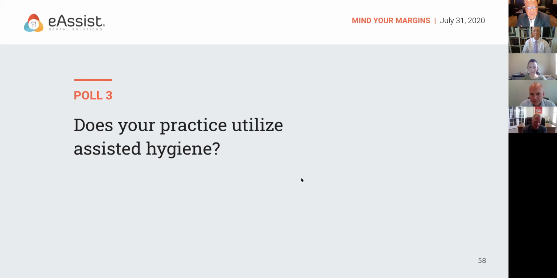The hygienist does not turn the room over. They don't clean the room. All they do is go in and scale, clean, and educate the patient, and maybe a few more smaller items. But the assistant does all the other work for them to make sure they're running smoothly, and they can operate two patients in 1 hour. So the poll question is simply, how many of you run assisted hygiene?